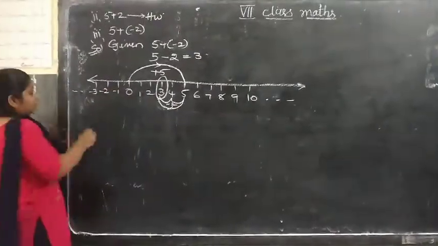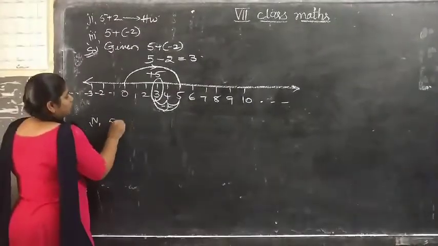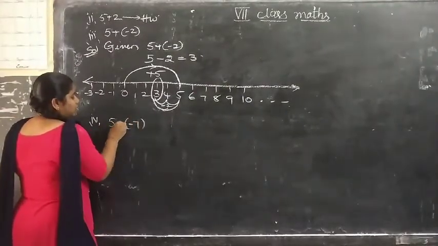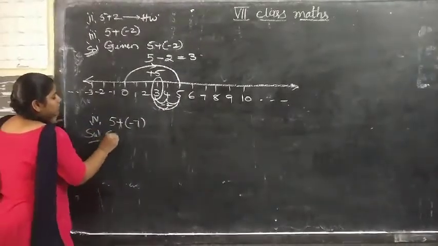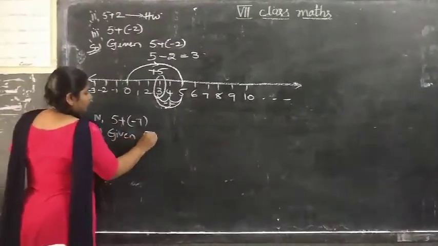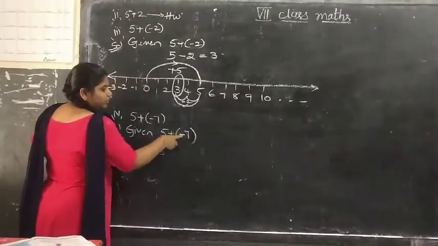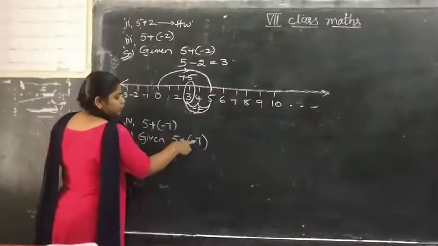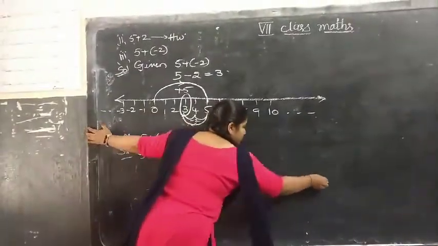So the last one is 5 plus of -7. Same as the third one, we have to do. First make the double sign into a single sign. So 5 as it is. For 7 we are seeing a double sign at a time. Plus into minus will be -7. So draw a number line now.